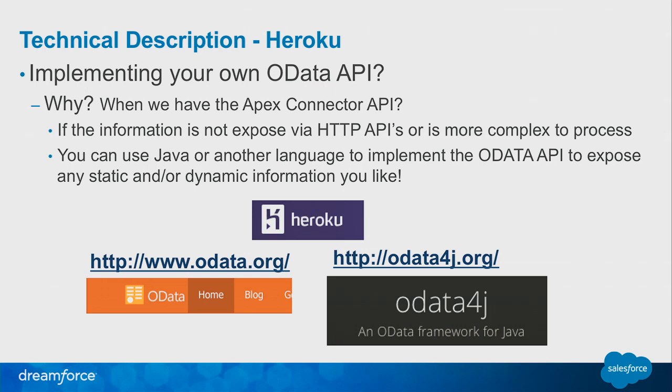So two options there. If you're native, Apex is probably the best route you want to take. But if you have some existing data sources that are perhaps available in Java, then Heroku with the OData4J option is also available to you. So two options to choose from depending on where the data is.